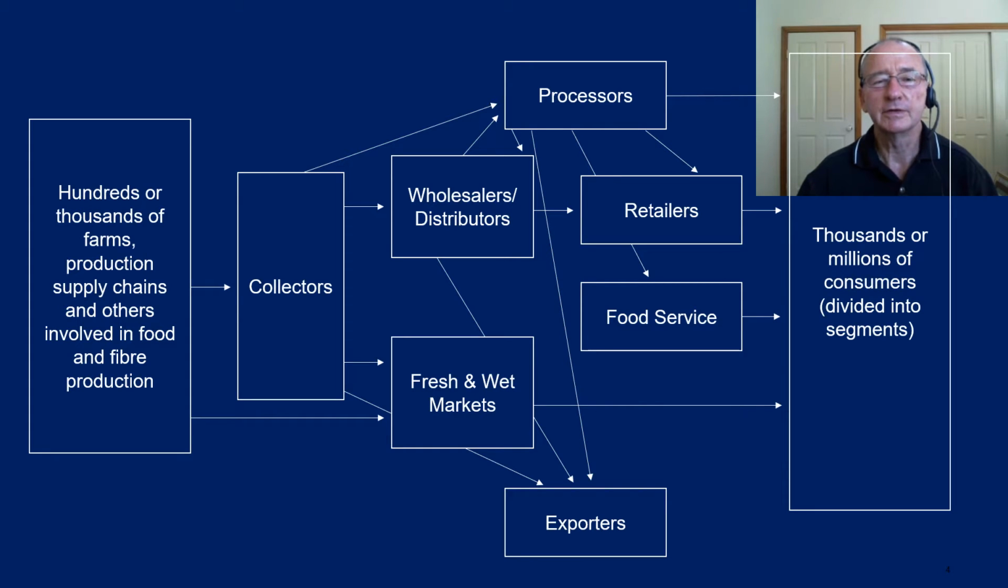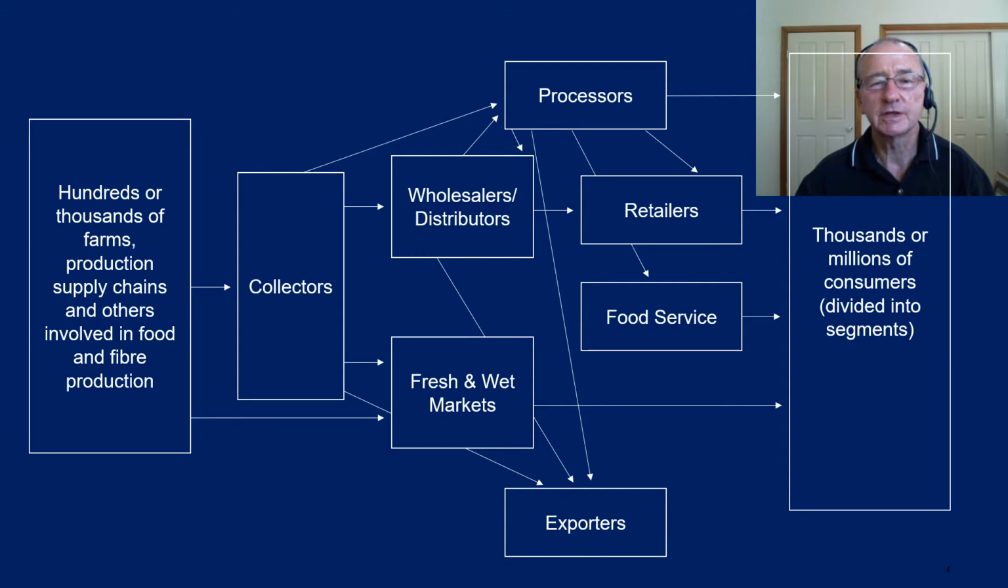For example, in this diagram, we would refer to collectors as a node and wholesale distributors as another. However, in reality, there are likely to be different types of collectors and there will very definitely be different types of wholesalers and distributors, and each of these needs to be identified as separate nodes.